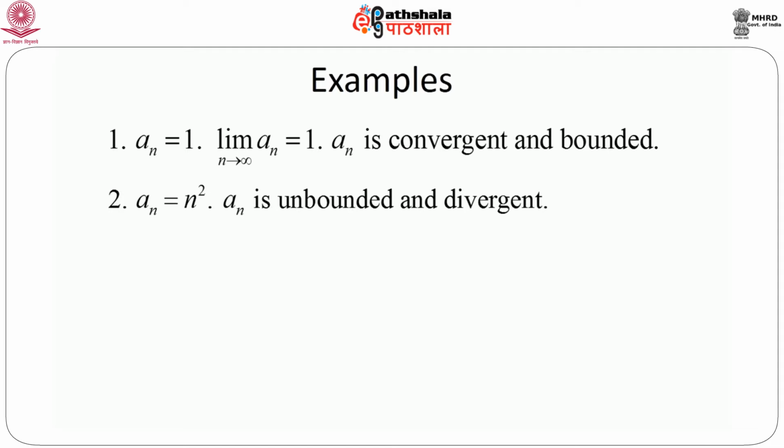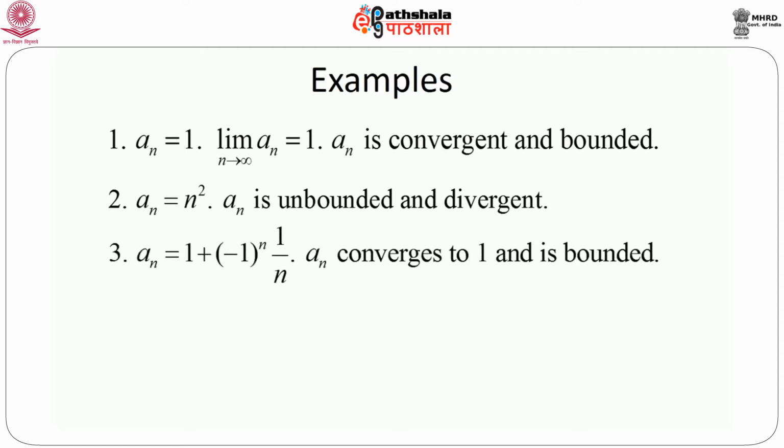Consider another example. This is a very interesting example. a_n equals 1 plus (-1)^n times 1/n. It is clear that as n goes to infinity, or as n gets larger, the second part, that is (-1)^n times 1/n, more importantly the part 1/n, goes to 0 as n goes to infinity, but 1 remains 1. So we can say that a_n converges to 1, or the limit of a_n equals 1 as n goes to infinity.